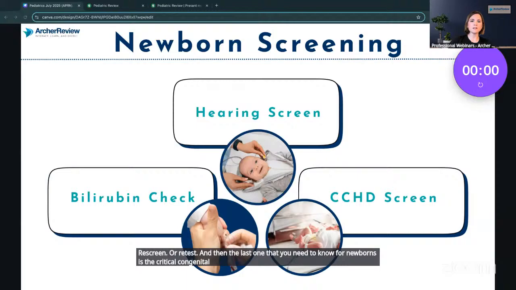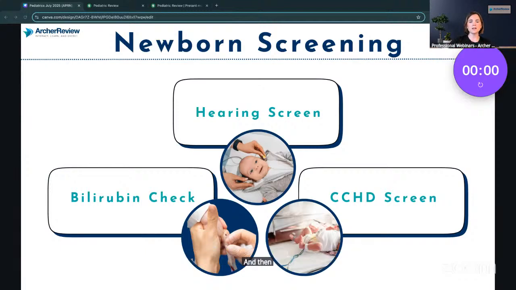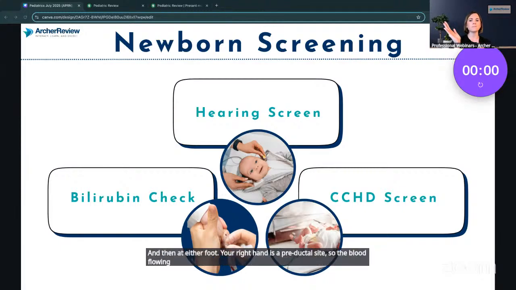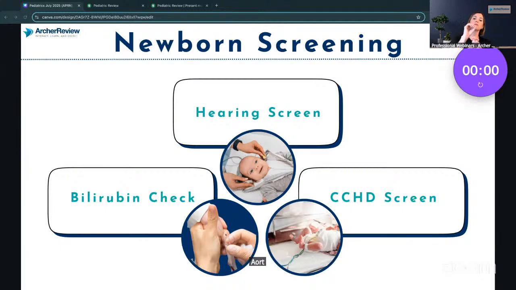And then the last one that you need to know for newborns is the critical congenital heart disease screening. So this is using pulse oximetry to check oxygen in the right hand, and then in either foot. The right hand is a preductal site, so the blood flowing out of the aorta is leaving before it hits the ductus arteriosus, and then the foot is the postductal site. So it leaves the aorta after the ductus arteriosus.